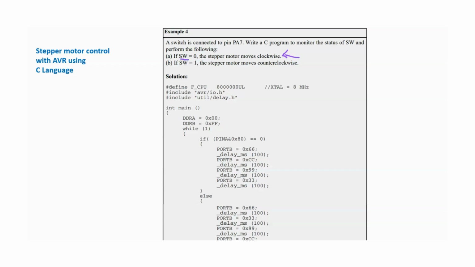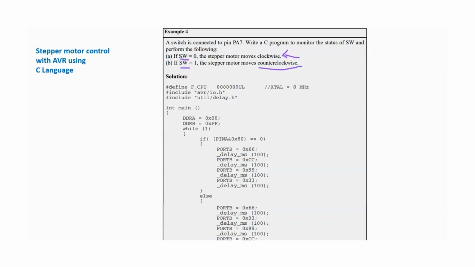We know that a switch can be either 0 or 1. So if the switch is in the 0 state, then the stepper motor should rotate clockwise continuously, or until it is at the 0 state, we may say precisely. And if the switch is at the 1 state, then the motor should start moving in the other direction, which is the counterclockwise direction.